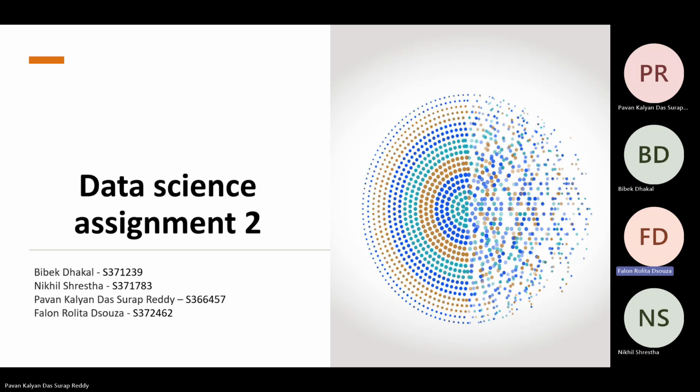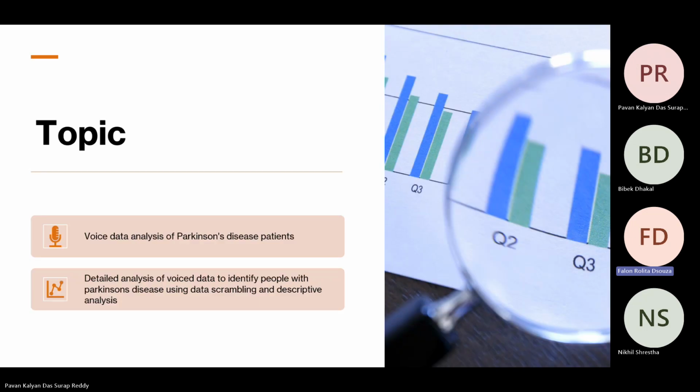Hello everyone, we are group number 27 and my team members are Bibek, Nikhil, Pawan and myself Alan. For this assignment, we are making an analysis of voice data to identify people with Parkinson's disease and healthy patients using data scrambling and descriptive analysis.